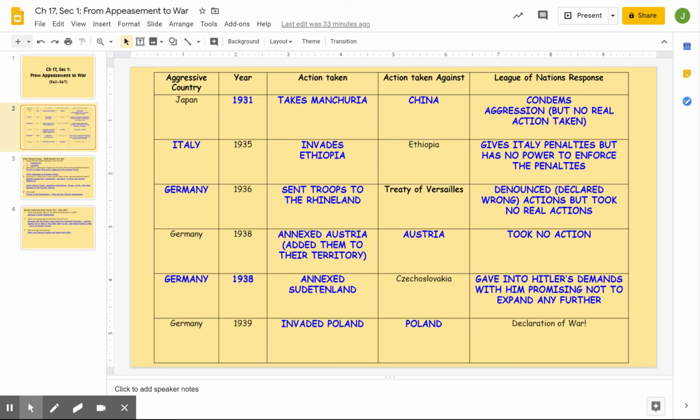So if we remember from previous chapters, in 1931, Japan takes Manchuria from China. So we see the League of Nations response. They simply condemn this aggression, but they really take no action. And we see Japan simply withdrawing from the League of Nations because of them condemning this action. So really nothing is done against Japan.